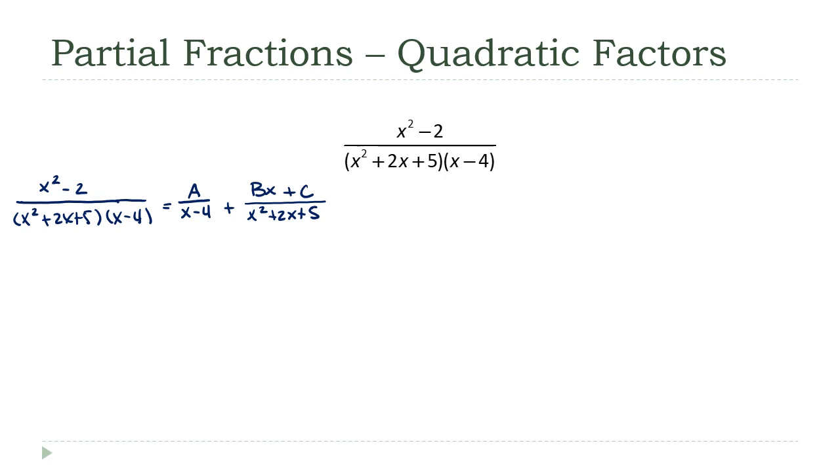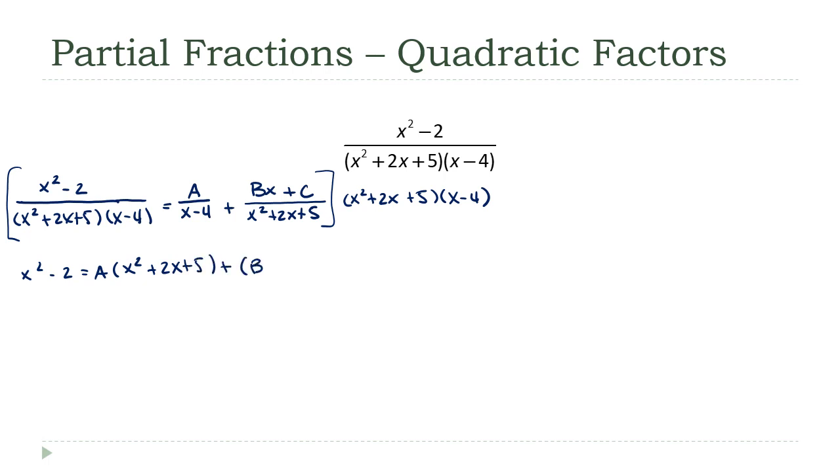From here, we're going to do the exact same sequence of steps. I'm going to clear the denominators. So we'll multiply by x squared plus 2x plus 5 times x minus 4. When we distribute this here, it becomes x squared minus 2 equals a times the quadratic factor, x squared plus 2x plus 5, plus bx plus c times x minus 4. So I'll multiply the right side out. It says ax squared plus 2ax plus 5a plus bx squared minus 4bx plus cx minus 4c.